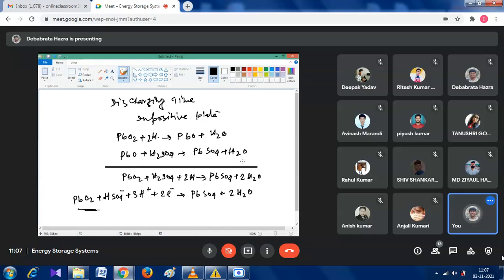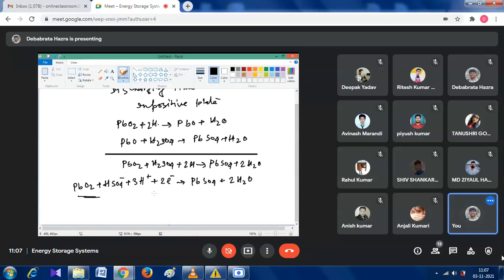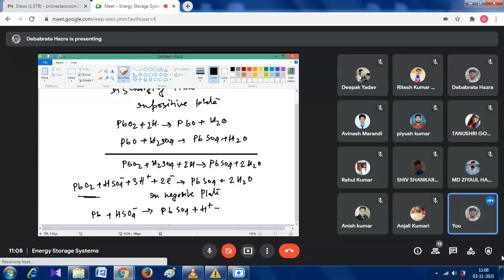And what about the negative plate? What will happen? In the negative plate, we consider only the lead, so Pb plus HSO4 minus becomes PbSO4 plus H plus 2 electron.